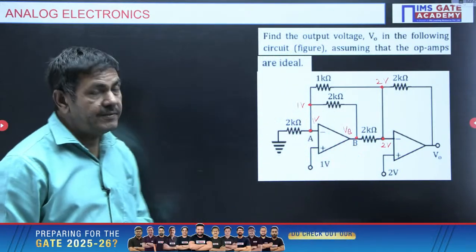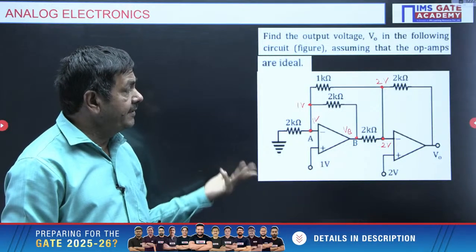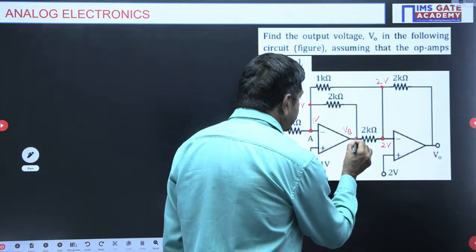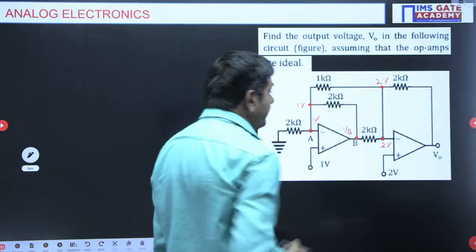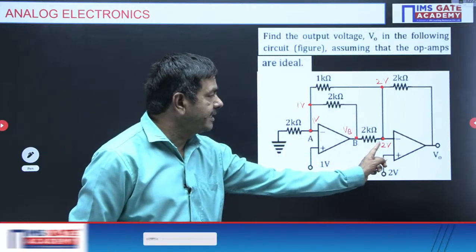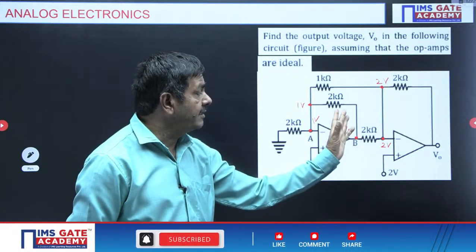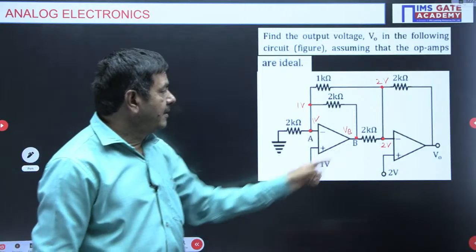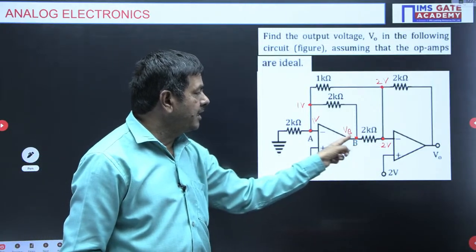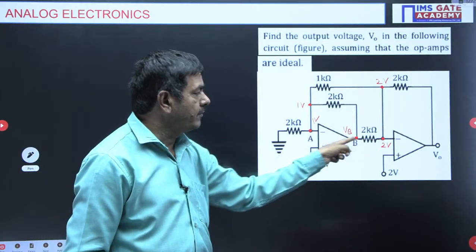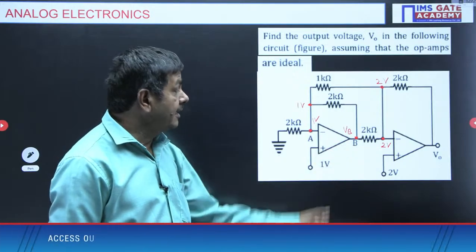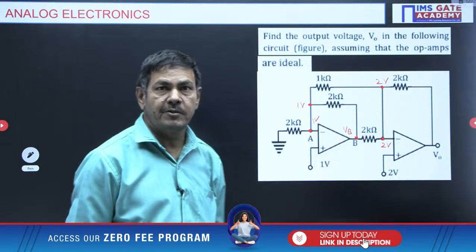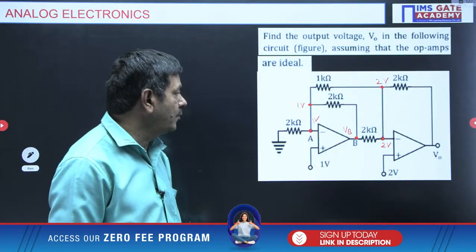Now we need to find V naught. Directly I cannot get V naught. I must find this VB first. VB is required, because whether any current is passing through this path or not, we can know only by finding the VB value. If this VB is the same 2 volts, no current will flow. If you get other than 2 volts, some current will flow this side also. That current will be useful to find the output voltage.